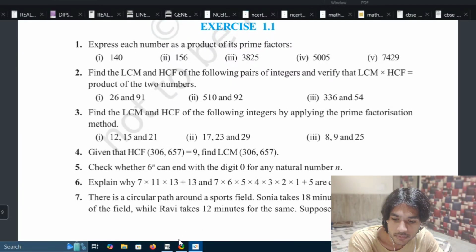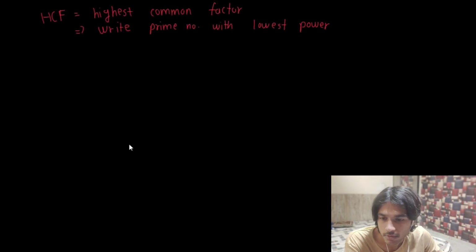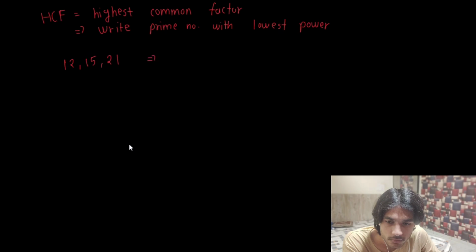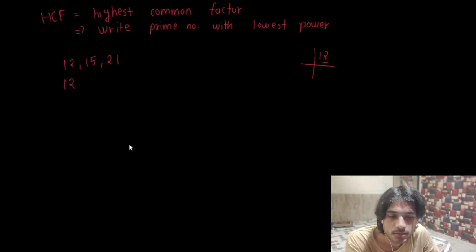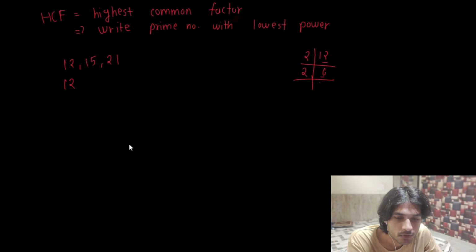12, 15 and 21. So here is 12, here is 15 and 21. So prime factorization of 12. Because the digit has 2 in it, it is an even number, so it will be divisible by 2. So 2 6s are 12, then because 6 is an even number, it will be divisible by 2. So 2 3s are 6, and then 3 1s are 3. So 12 is simply 2 to the power 2 multiplied by 3.